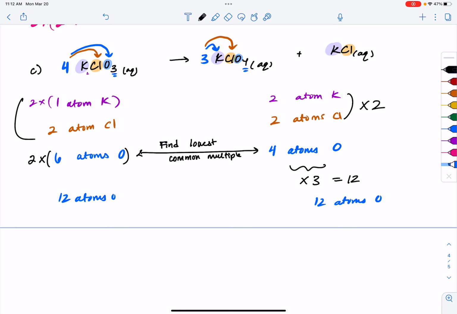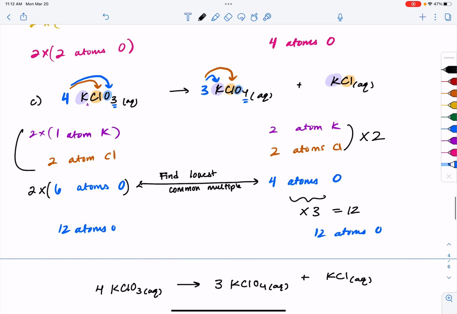So if I were to rewrite this, I would say that I have 4 molecules KClO3 going to 3 molecules KClO4 and 1 molecule of KCl. Okay, so anytime we are balancing, we're trying to ensure that our chemical equation obeys the law of conservation of matter, and the result of our balancing gives us these whole number coefficients that are written out in front of our molecules that tell us the ratio of molecules needed to react with one another in a particular chemical reaction.